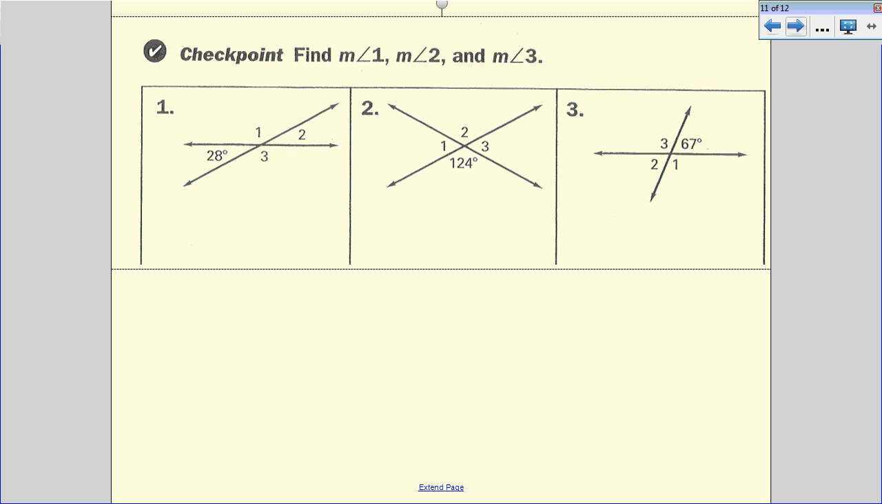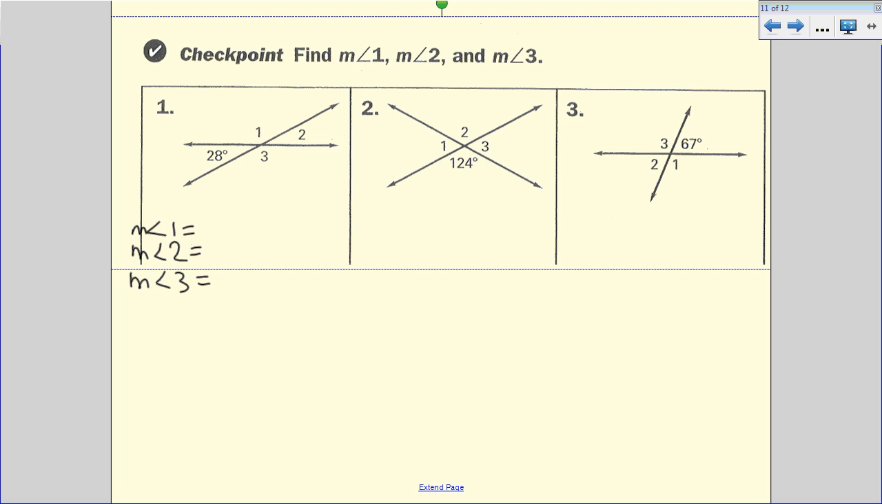All right, here's our checkpoints. We're now taking a look at applying all of this. So I highly recommend you pause the movie right now, do 1 through 6, and then push play and finish up to hear my answers. But if we take a look, we have to find all 3 angles. So I'm going to take a look at angle 1, the measure of angle 2, and the measure of angle 3.